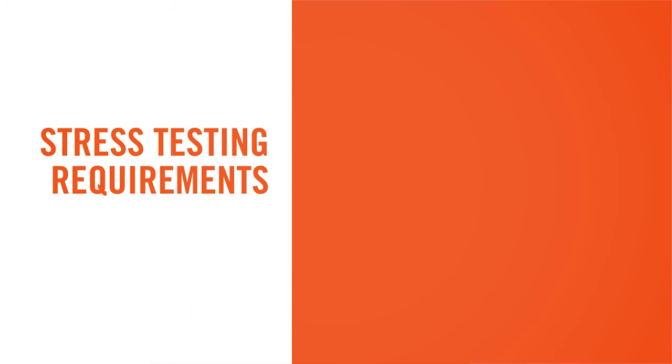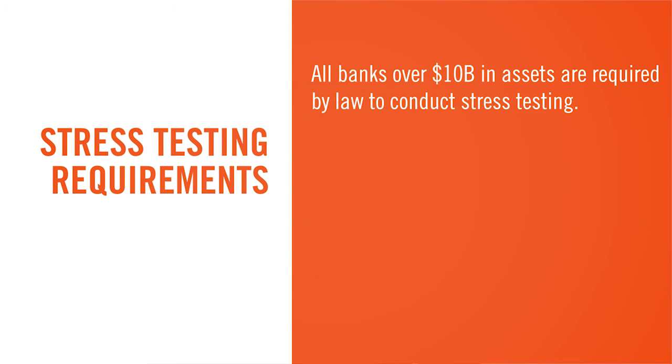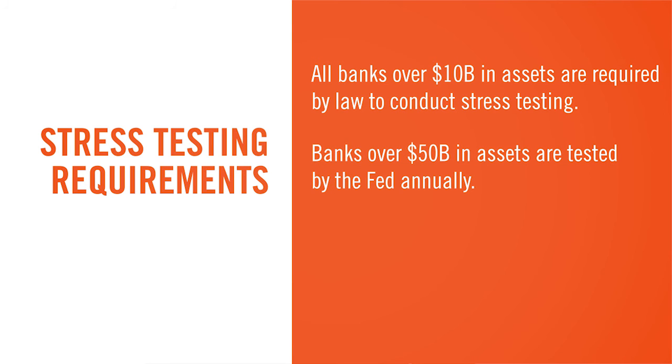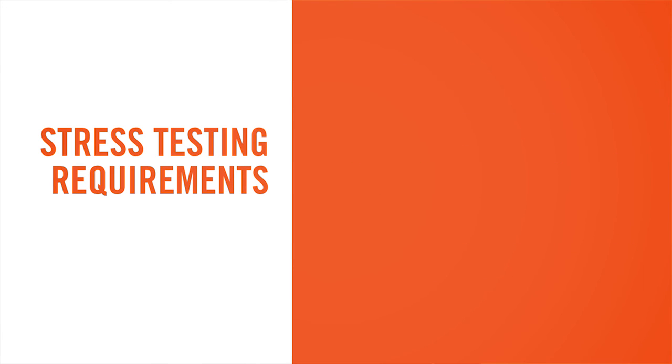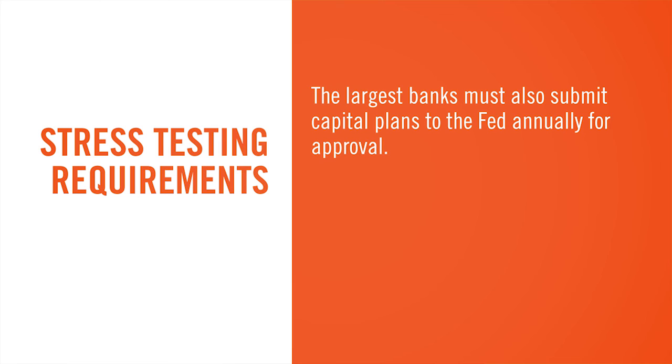The Dodd-Frank Act requires that all banks with $10 billion or more in assets undergo an annual stress testing process. For banks with $50 billion or more, the Federal Reserve administers the tests. For banks between $10 billion and $50 billion in assets, the tests are self-administered using scenarios provided by the regulators. Systemically significant banks must also submit an annual capital plan to the Federal Reserve for its approval before they can take any significant capital actions like dividend payments or share repurchases.